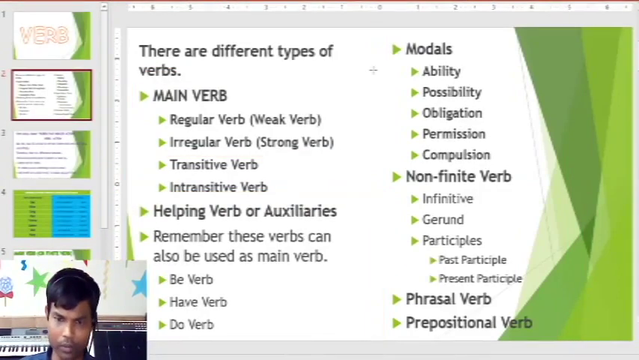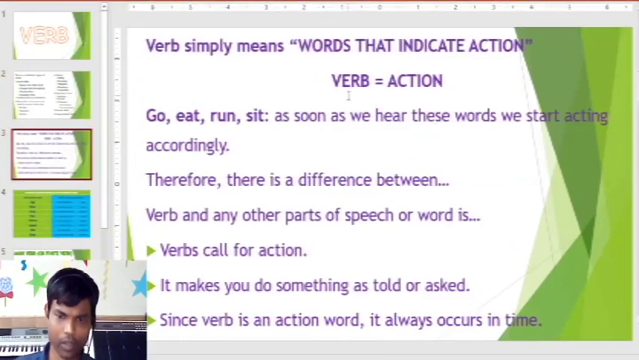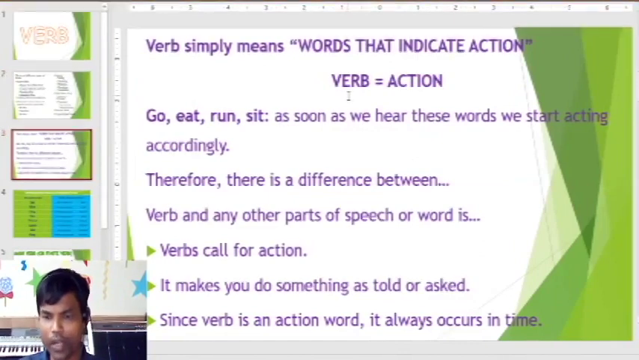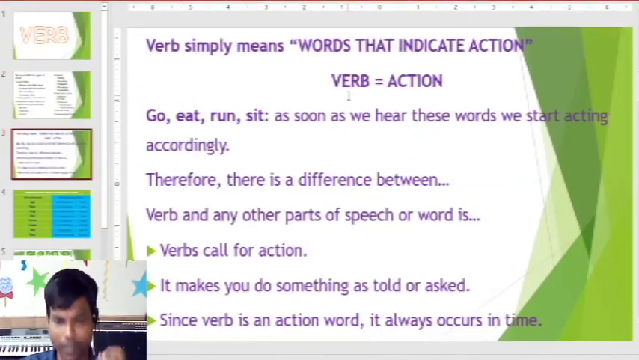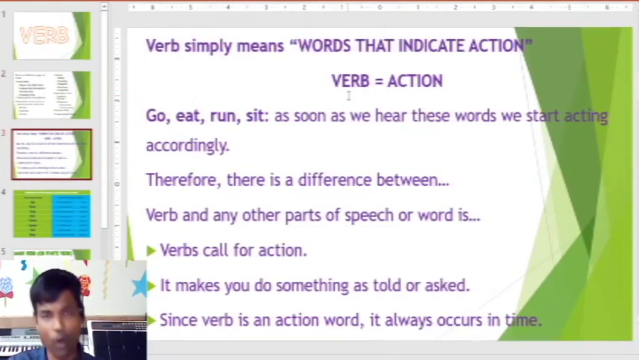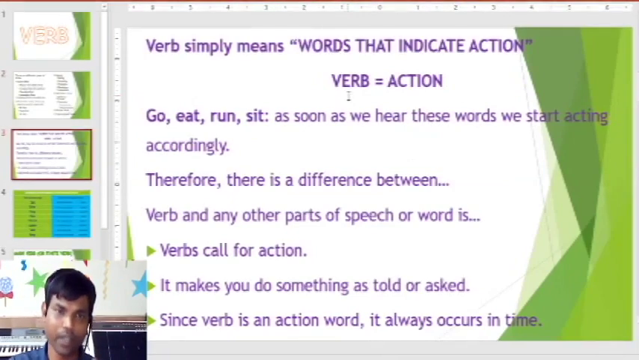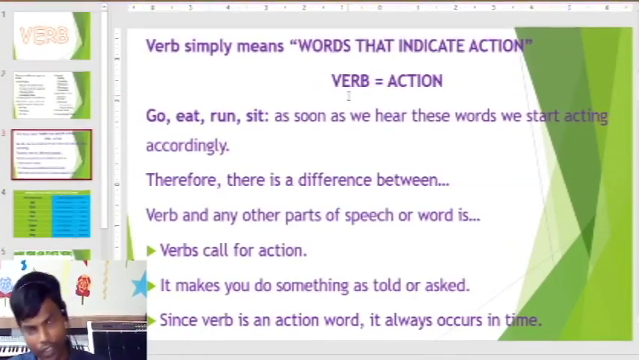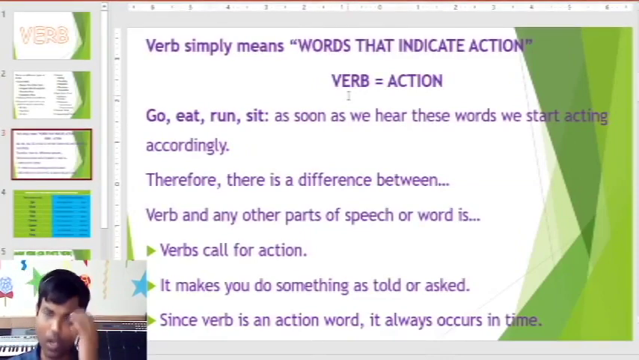Now, next. So, what do you mean by the word verb? Verb means action, words that indicate action. The words which you hear: go, eat, run, sit. As soon as you hear these words, they tell you to do something. They call for action. And this is the nature of an action word. Therefore, there is a difference between verbs and other words. Now, I'm not going to tell you what other words mean. Simply, we will just term them non-verbs.